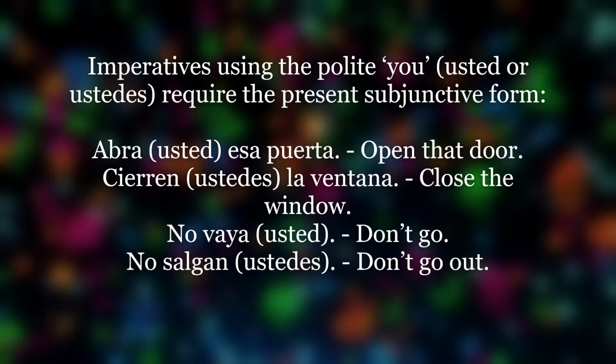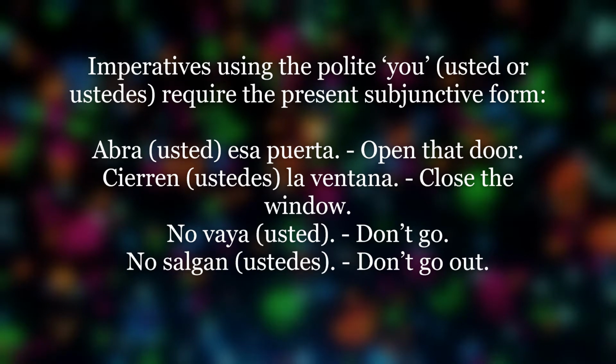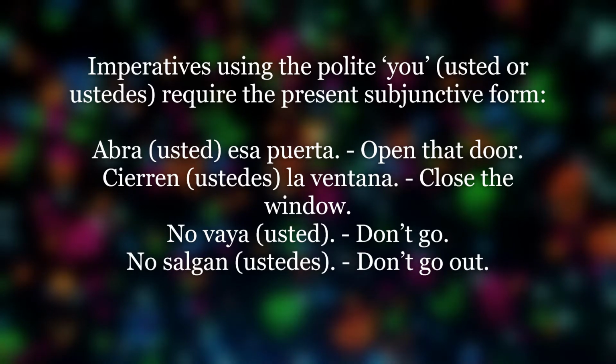Imperatives using the polite you, usted, or ustedes require the present subjunctive form. Example, to say open that door, say abra esa puerta, close the window, cierren la ventana, don't go, no vaya, don't go out, no salgan.